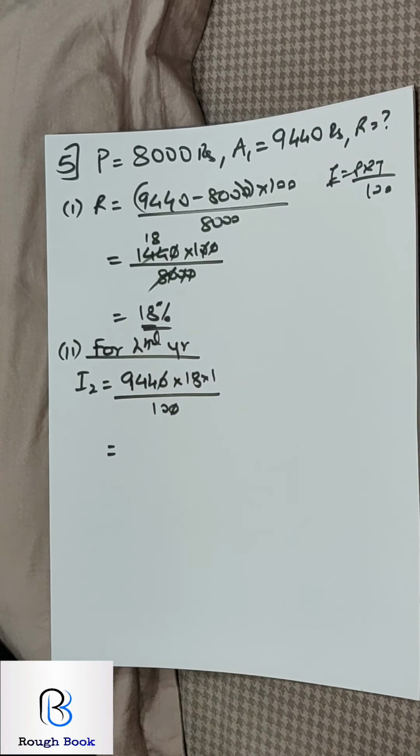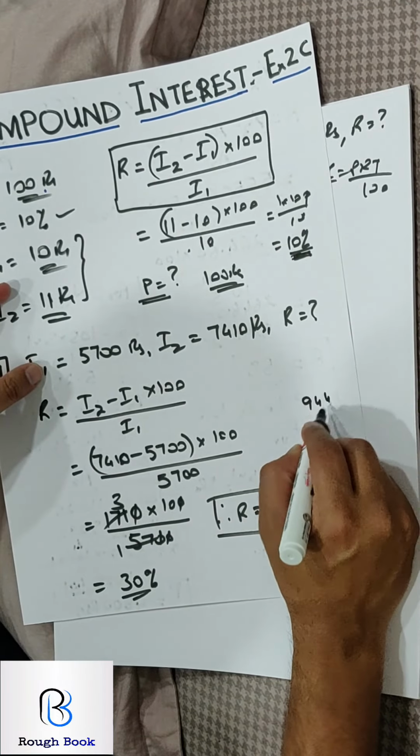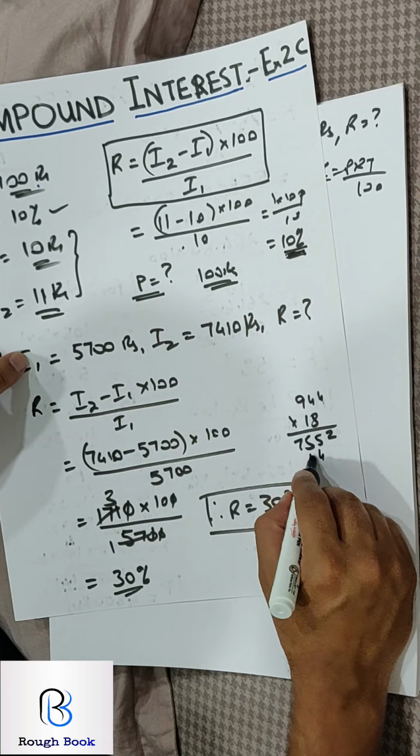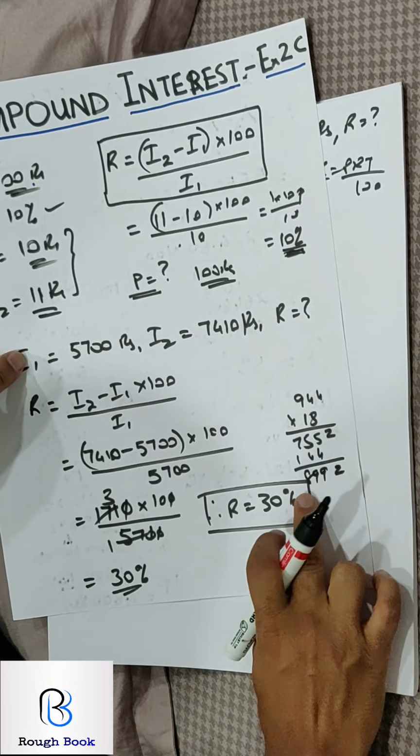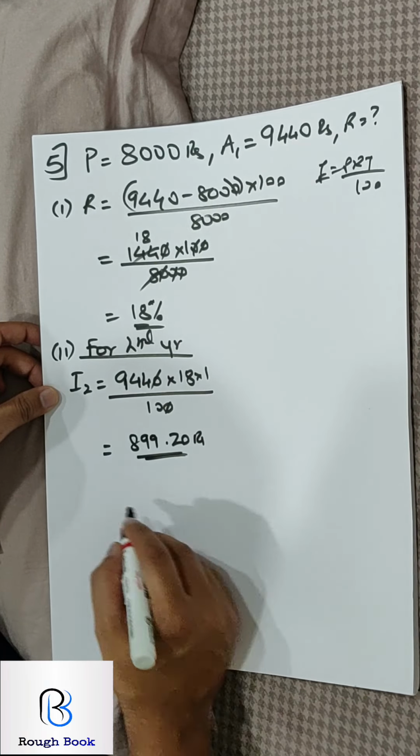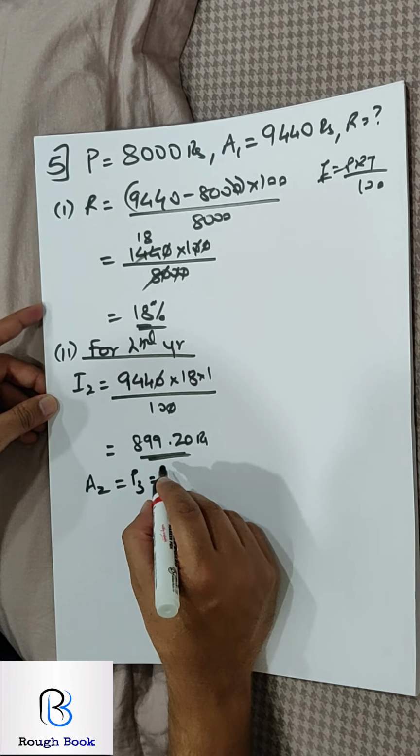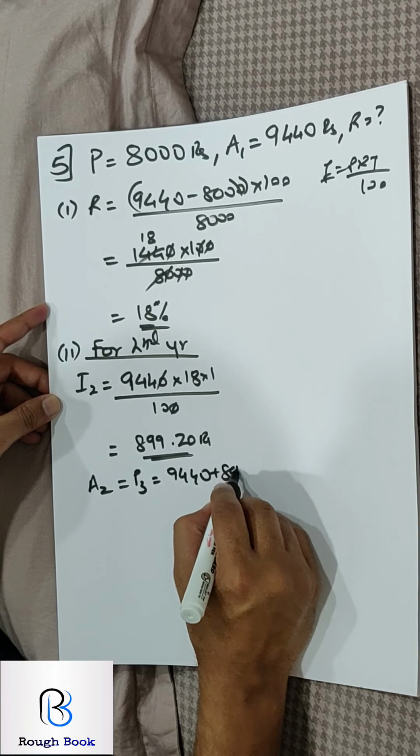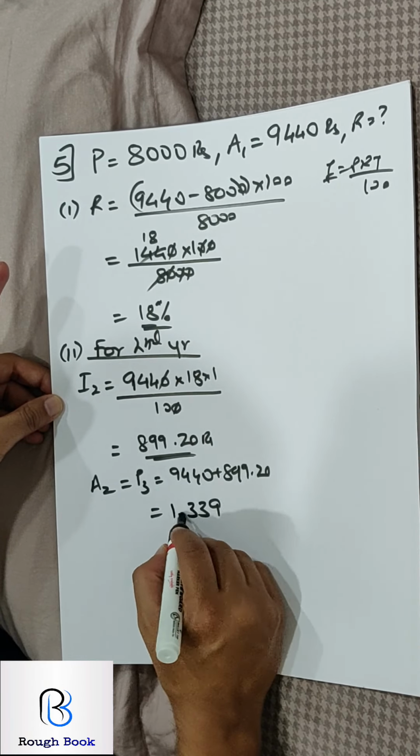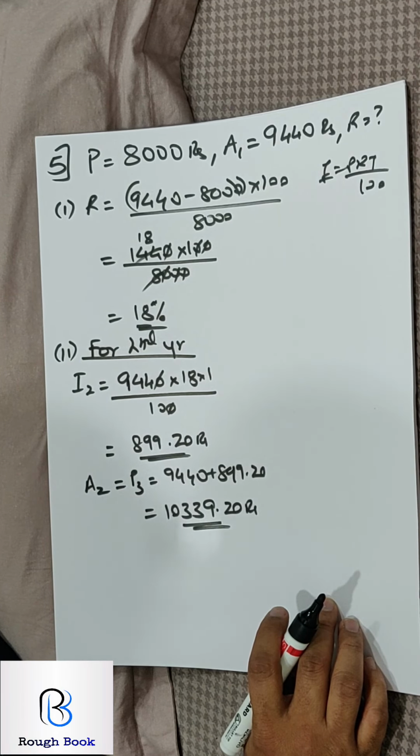Let's go into a rough work and calculate it. 944 into 18. So 8 4s are 32, 32 35, 72 75. So 441 2998, so 8992, that is 899.20 rupees. So therefore the amount at the end of 2 years, which is the principal for the third year, becomes 9440 plus 899.20. So 9 plus 4 13, 12 and 1 13, 9 and 1 10.20 rupees. So that is your 5 part 2.